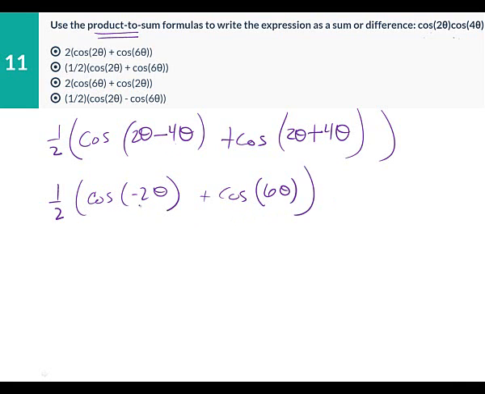But you'll notice we don't have one with a negative 2 theta up there, right? Because then we use the even and odd identities. What do we know about cosine when it's negative? Do we bring the negative out front, or does it disappear? It disappears. So 1/2 times the cosine of 2 theta plus the cosine of 6 theta. All right, so it looks like the second choice, right, B?